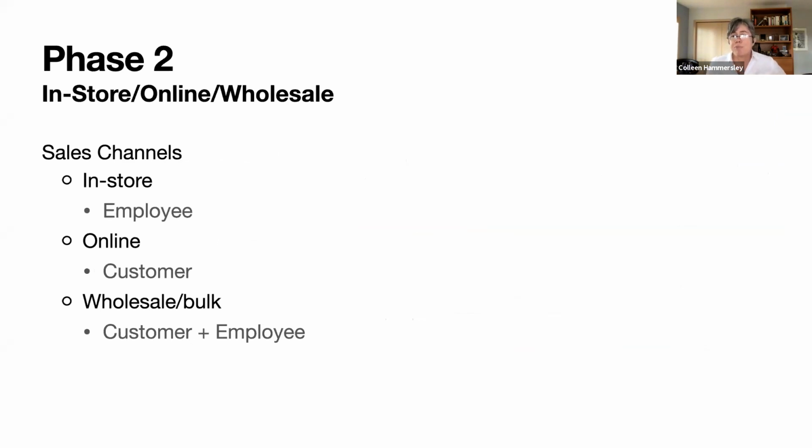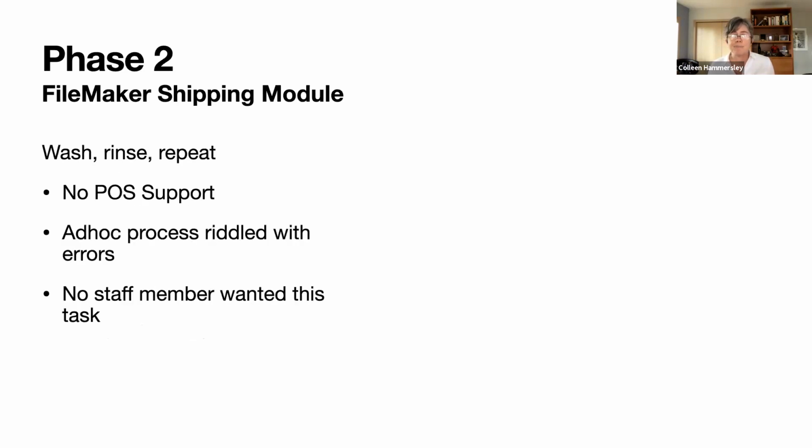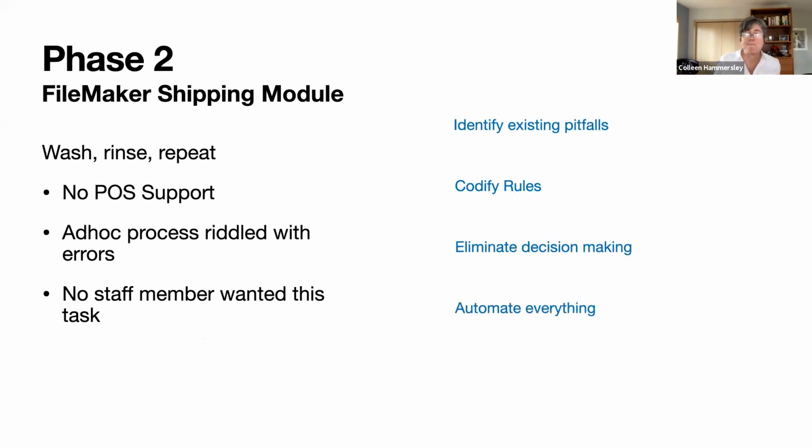Phase 2 of the fulfillment problem was to tackle the remaining sales channels. In each case, this means dealing with individual orders placed either in-store, in person, in-store, on the phone, online, or as a wholesale order. Again, because the POS support for this functionality is basically non-existent, the process was riddled with errors and best intentions gone wrong. So we walked through our process again.